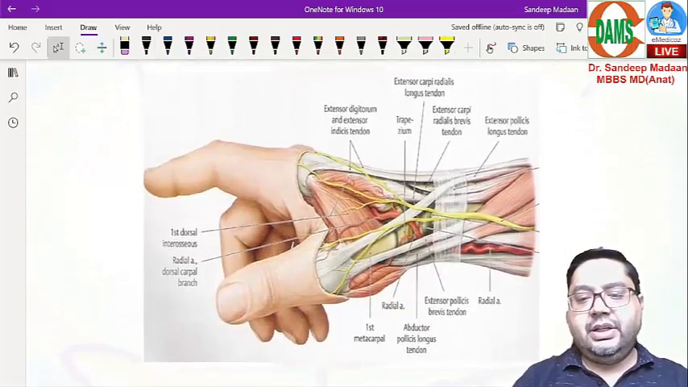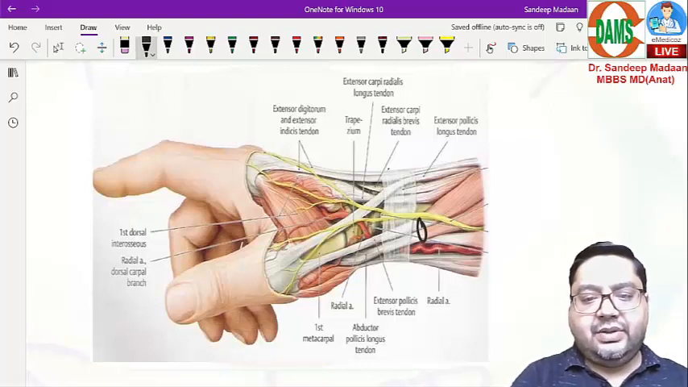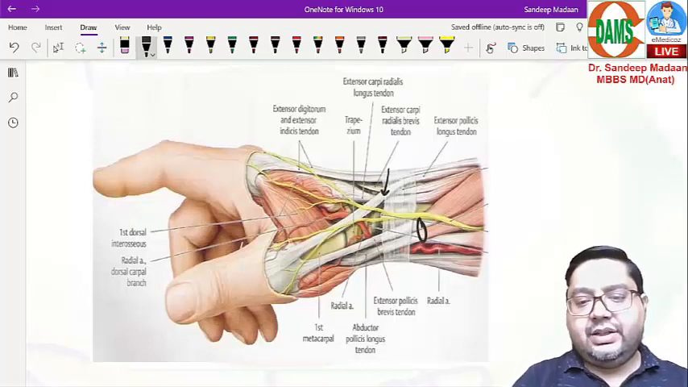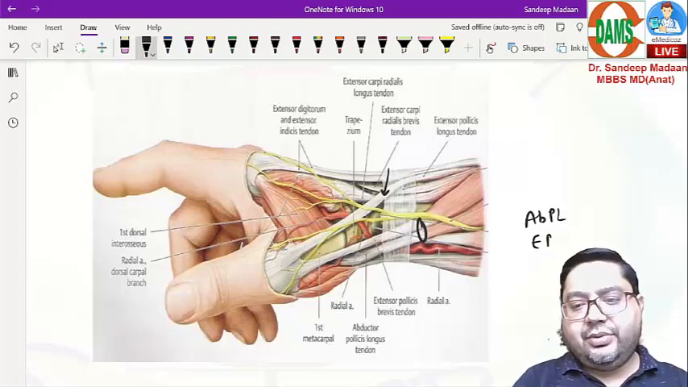Let me show you. See, this is the anterolateral aspect where we have these two tendons, and in the posteromedial aspect we have this one tendon. So what are these two tendons? Abductor pollicis longus and extensor pollicis brevis. They make the anterolateral boundaries. Posteromedially we have extensor pollicis longus.